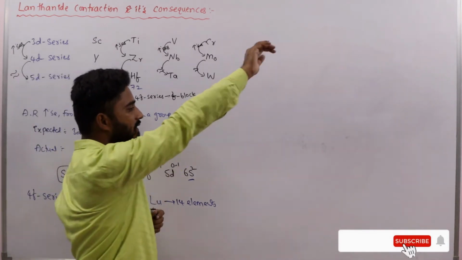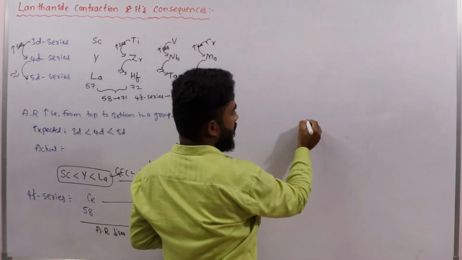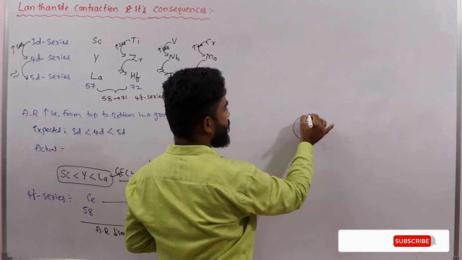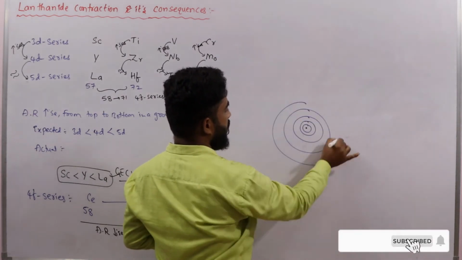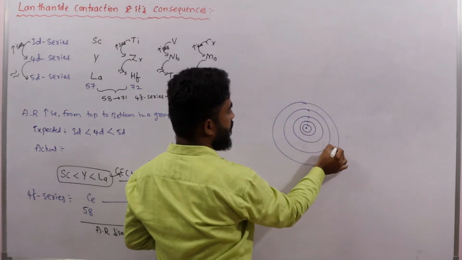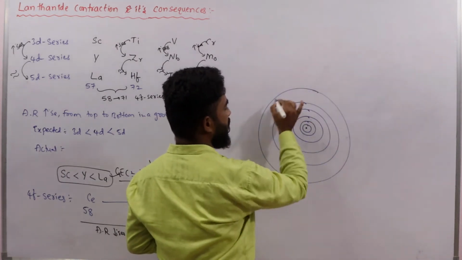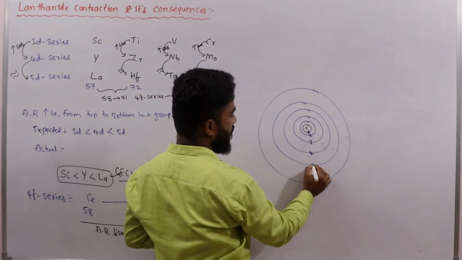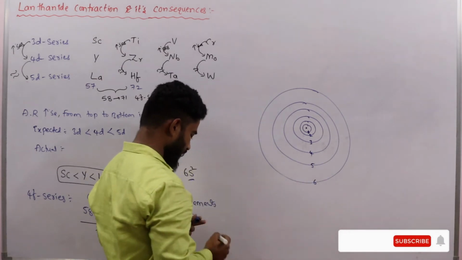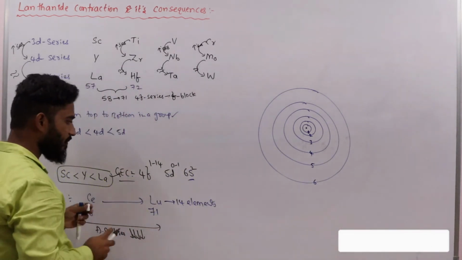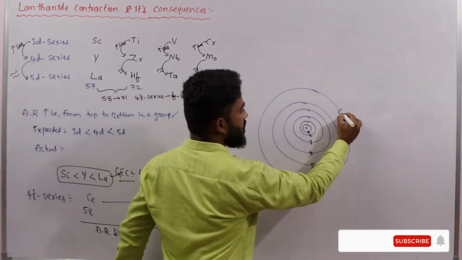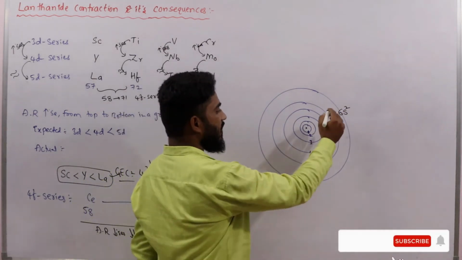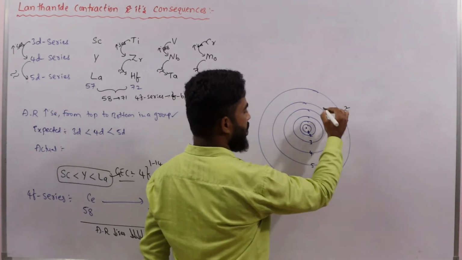So let us take here six orbits. One, two, three, four, five, six. This is the first shell, this is the second shell, this is the third shell, this is the fourth shell, this is the fifth shell, this is the sixth shell. So after filling the 6s2 orbital in the f block elements, the electron enters into the 4f orbital.